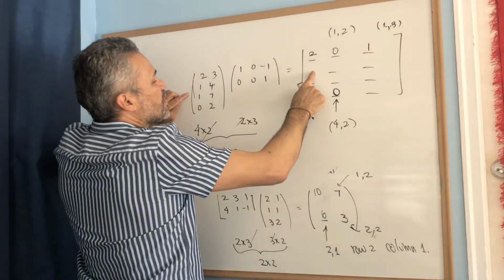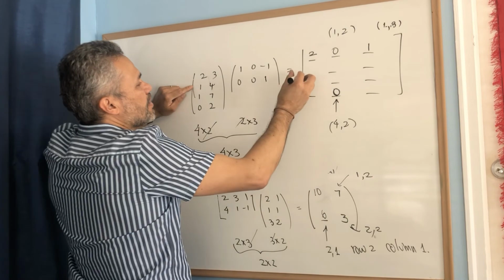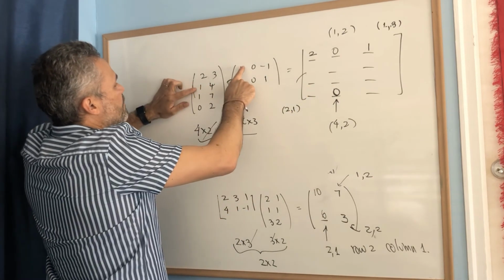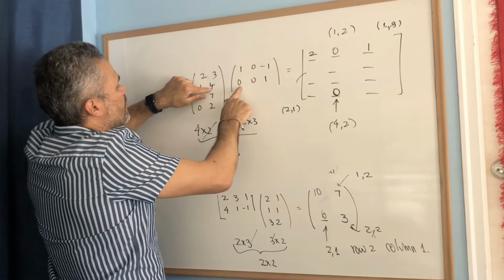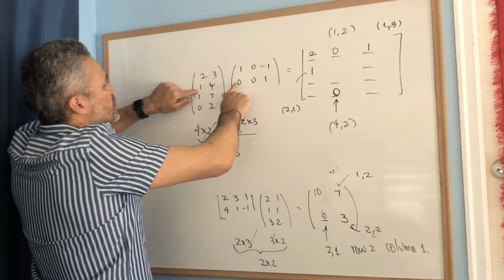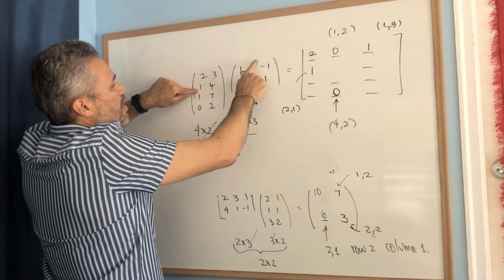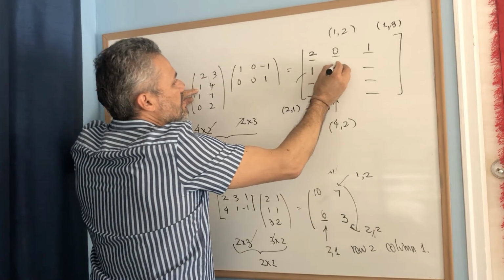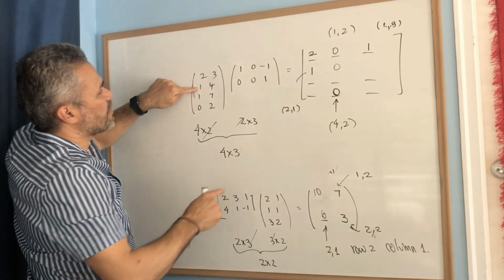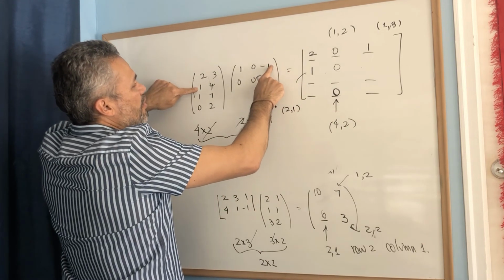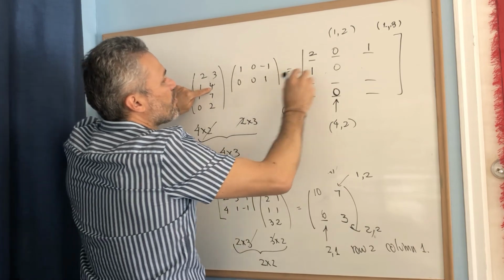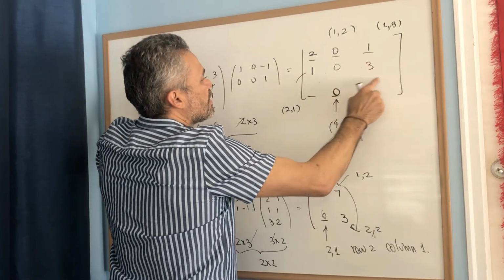What number comes here? This is the entry 2, 1. That means that I use the second row and the first column, and I do 1 plus 0 is just 1. For this one, I use the second row and the second column, and then I will get 0. For this one, I use the second row of this matrix and the third column, and I will do 1 times negative 1 is negative 1 plus 4 is 3.